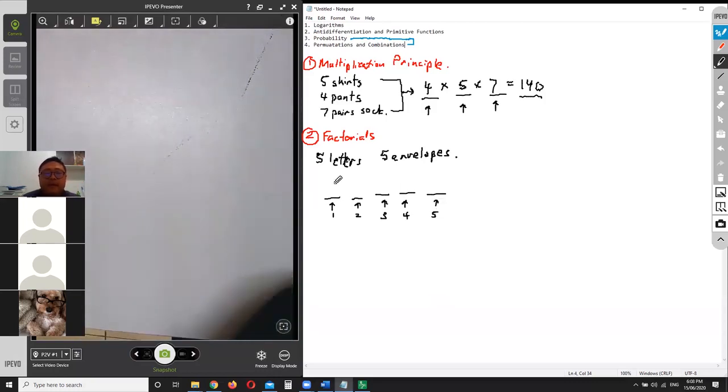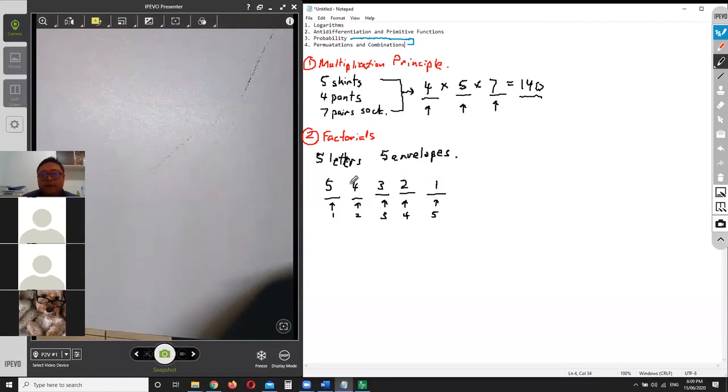Now, how many letters can possibly go into the first envelope? 5. Once you've chosen the letter to go into the first envelope, how many? It's 5 times 4 times 3 times 2 times 1. Yes. Okay.